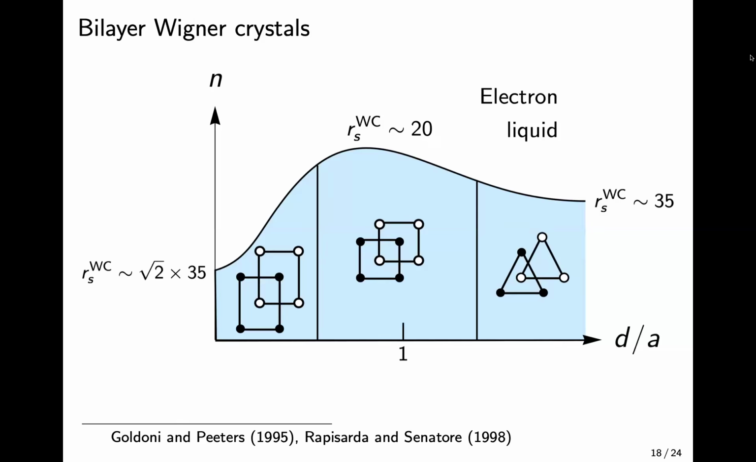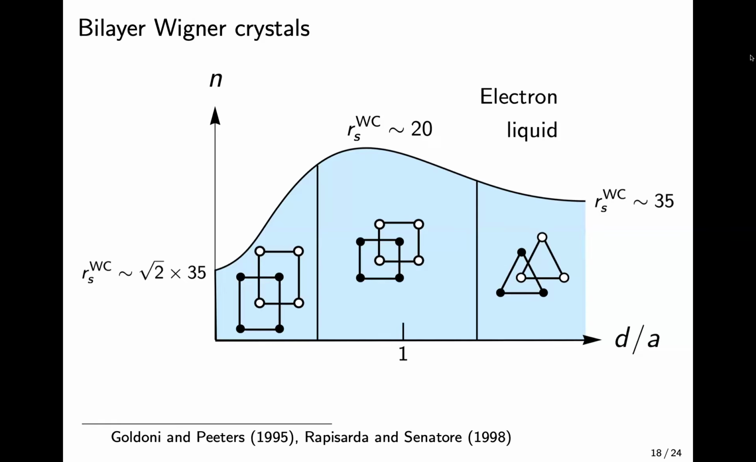Okay. And as you bring the layers closer and closer together, what you find just by doing simple electrostatics is that there's a transition from a staggered triangular lattice like this to staggered square lattices. And again, because of this commensuration energy gain, the critical RS will similarly go down. Some old quantum Monte Carlo estimates put this critical RS as low as roughly 20.